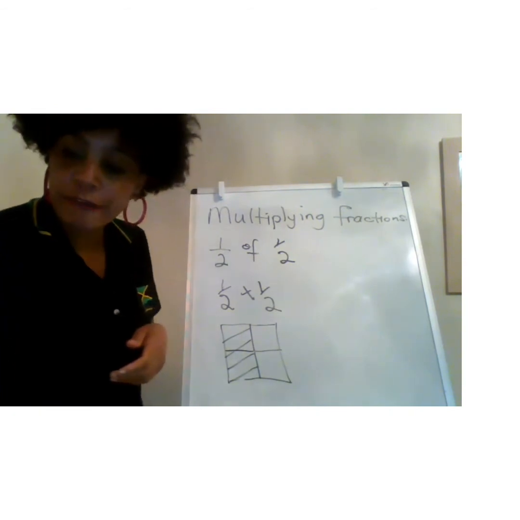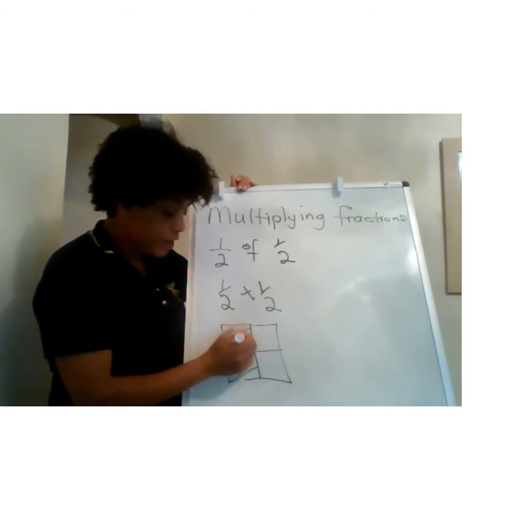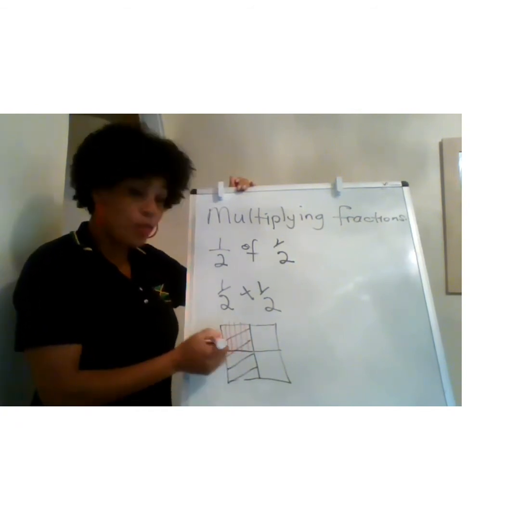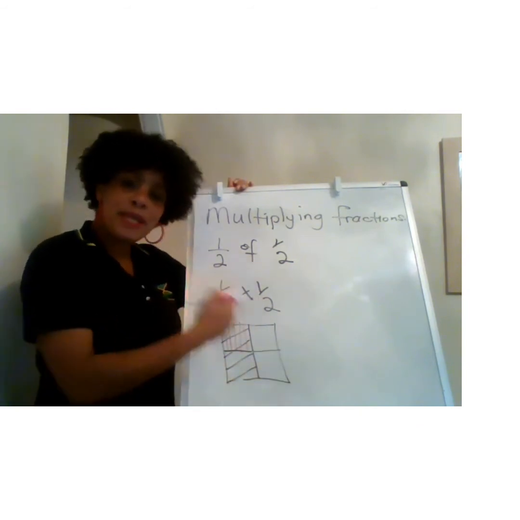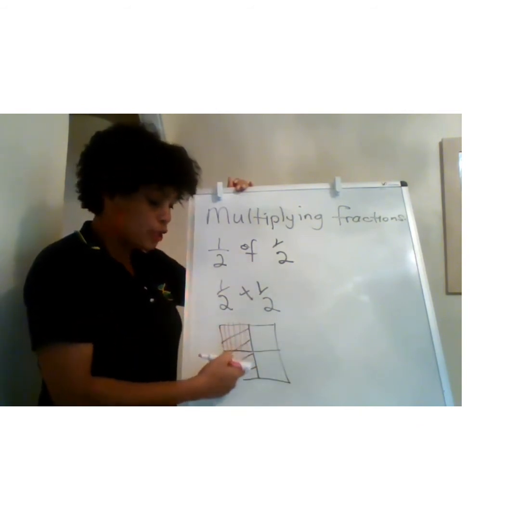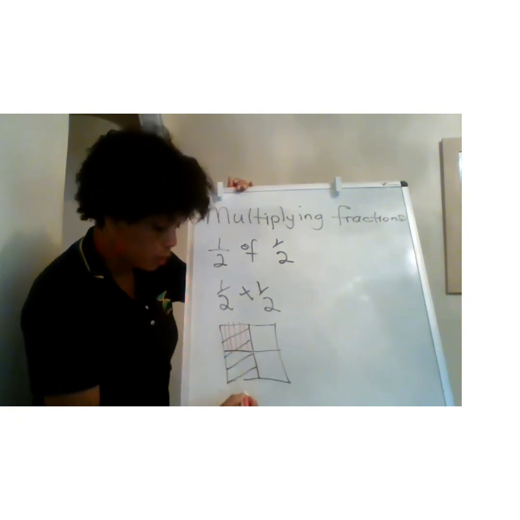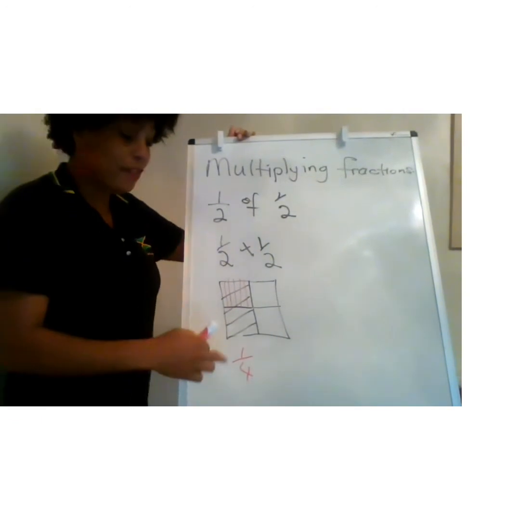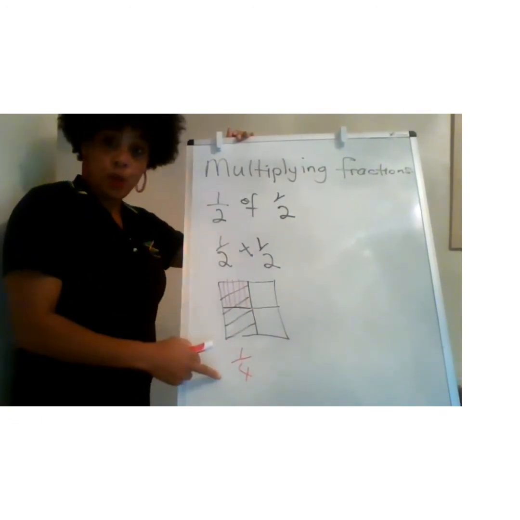But remember, I'm asked for a half of a half. Okay, let's use a different color pen. That whole thing was a half. Now all I want is a half of a half. So I only want this half. So a half of a half. How many pieces are in there now? There are 1, 2, 3, 4 pieces. So that's 1 out of 4. So what we have here is 1 out of 4. So a half of a half is 1 out of 4.